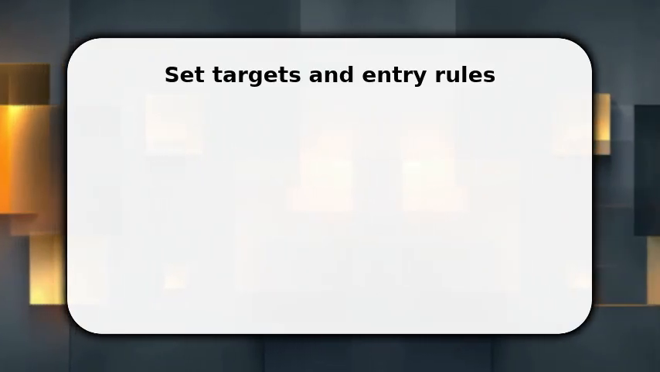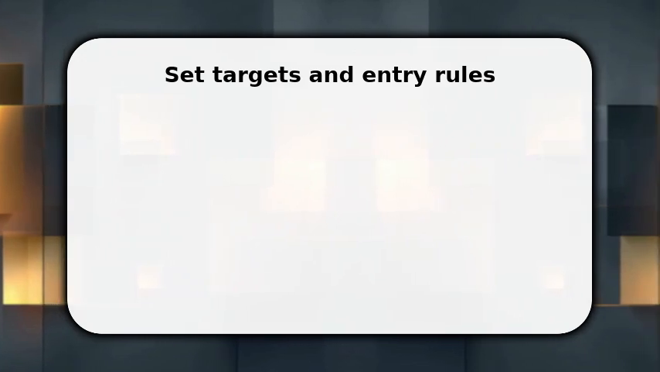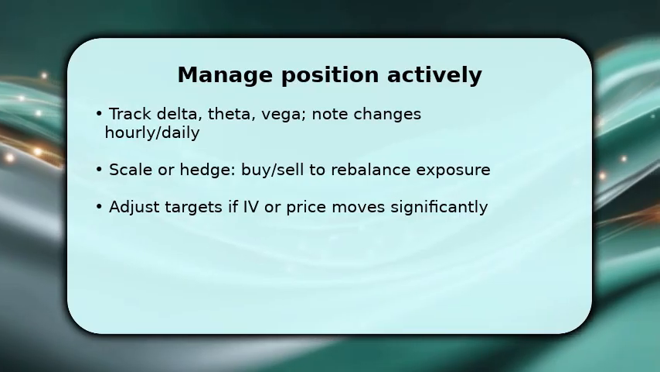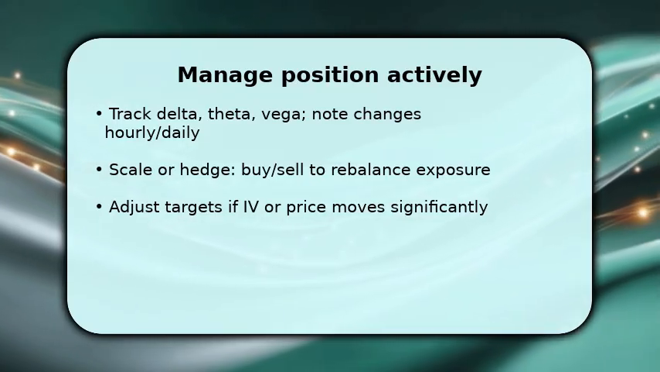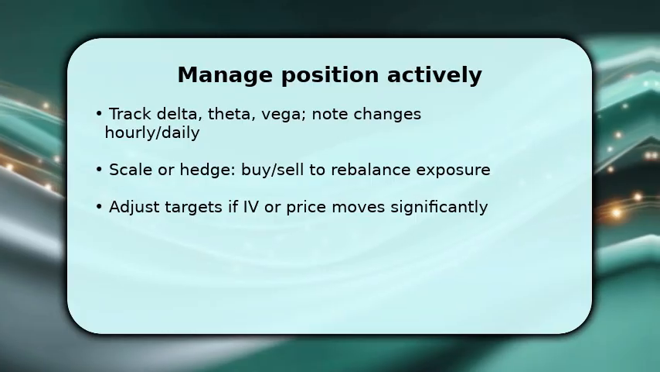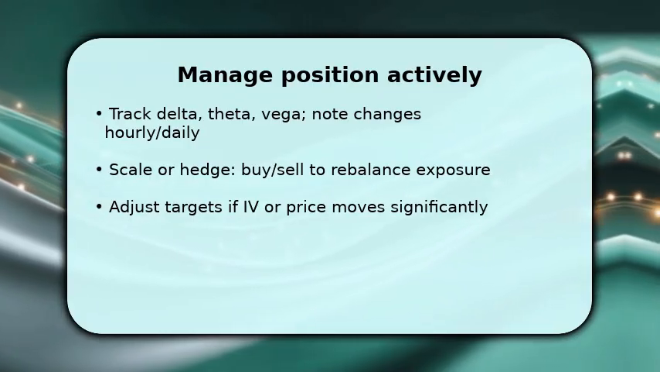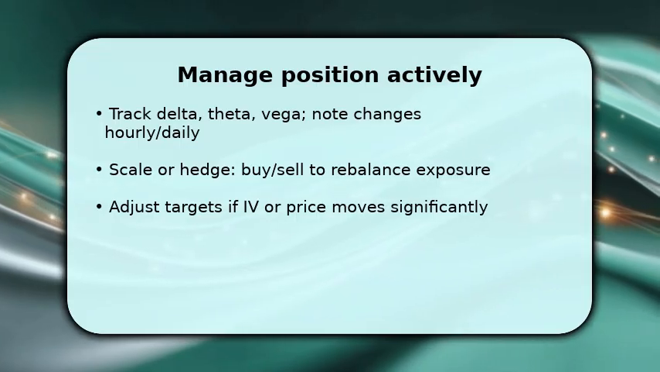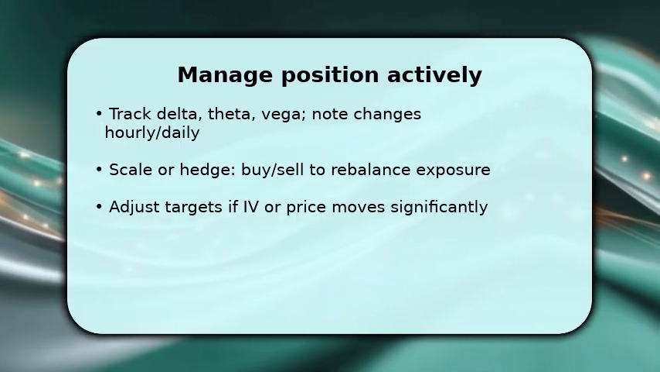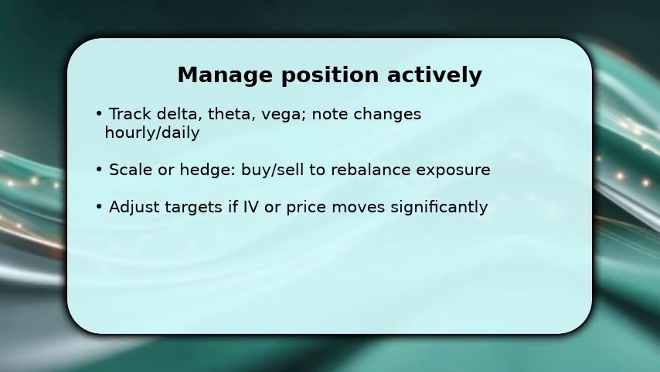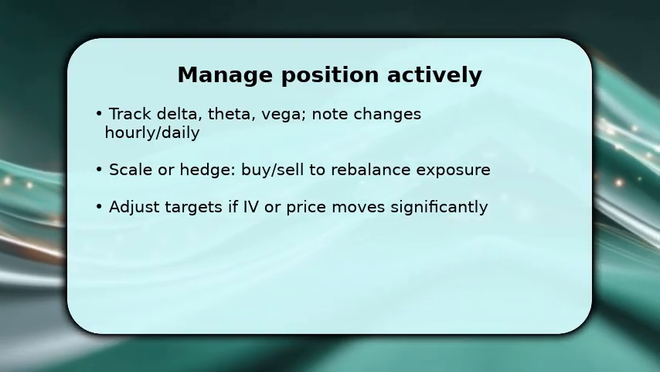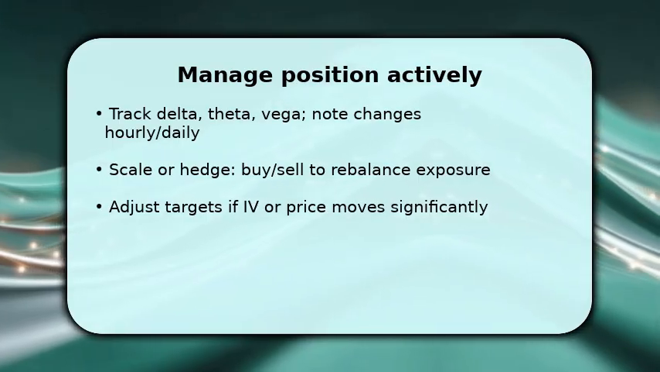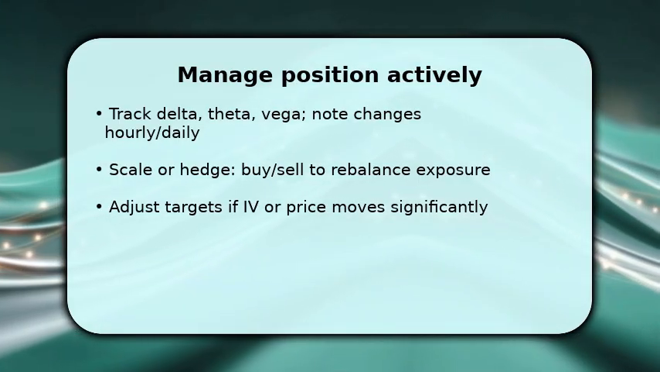After entry, monitor Greeks and market context to decide adjustments. You check delta, theta, and vega regularly. If delta drifts, hedge or scale to restore intended exposure. Once you see meaningful IV compression or a price move toward target, tighten stops, or take partial profits to lock gains. Make sure to rebalance rather than panic sell. Gradual scaling reduces execution cost. Record each adjustment and rationale so you can replicate successful tweaks and avoid repeating mistakes.